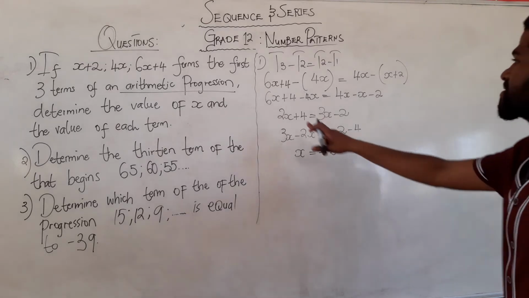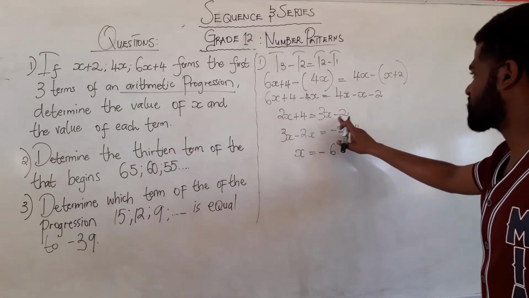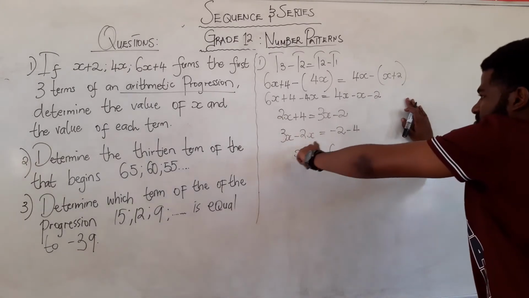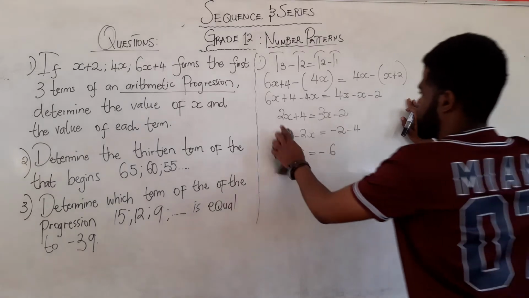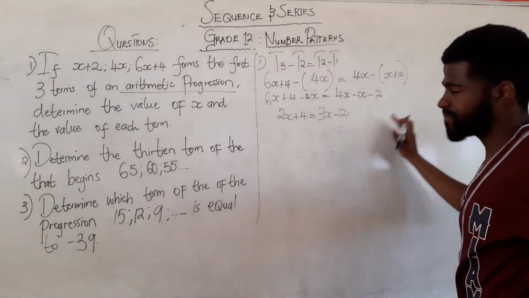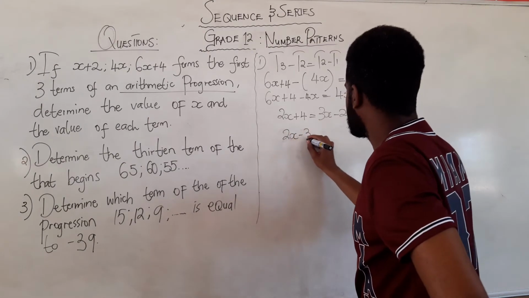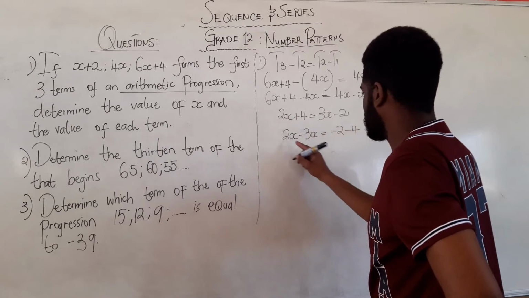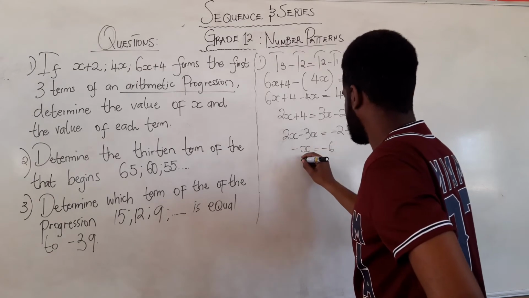Let me recheck it. 6x minus 4, 3x, negative 2, transpose 3 to that other side and 4 to that other side. Oh, I made a mistake here. I'm sorry guys, this is going to be positive 6, not negative 6. It's going to be 2x minus 3x is equal to negative 2 minus 4. 2x minus 3x is negative x, is equal to minus 6.